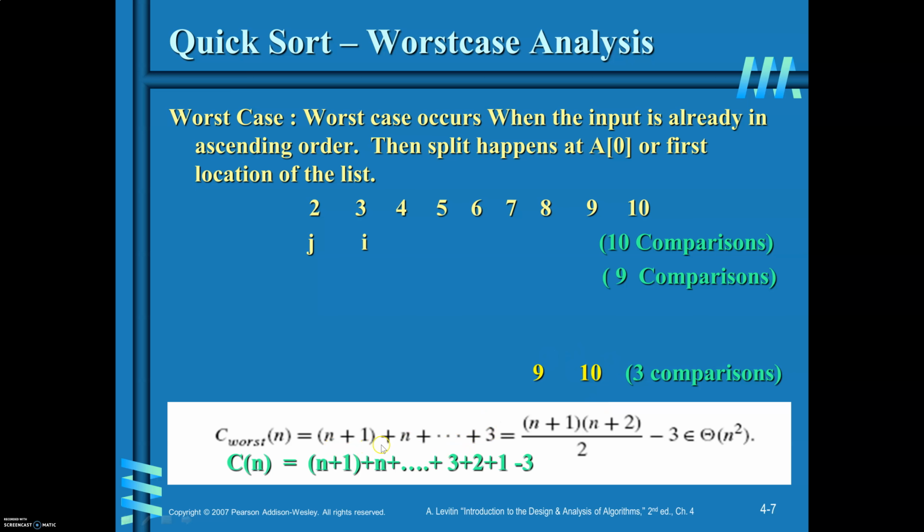So totally n plus 1 plus n plus so on up to 3 comparisons. This can be rewritten as n plus 1 plus n plus so on up to 3 plus 2 plus 1 minus 3. So this is the sum of natural numbers up to n plus 1 terms: n plus 1 into n plus 2 divided by 2 minus 3. This belongs to theta of n square.